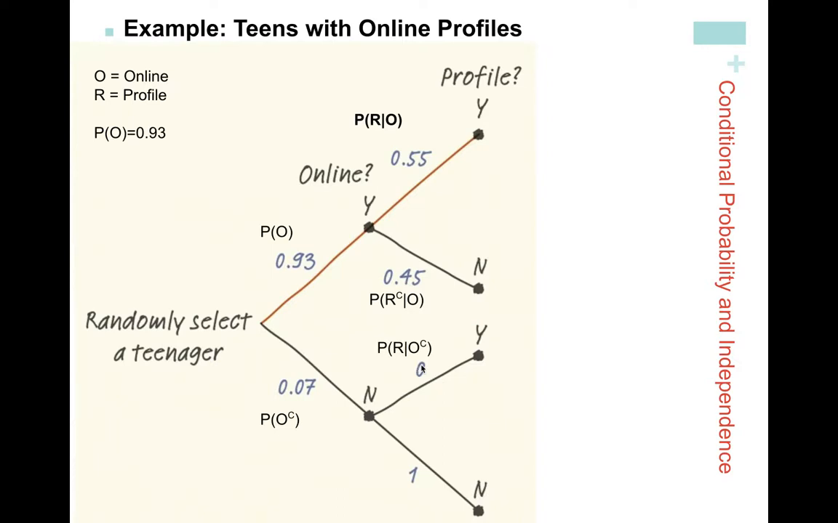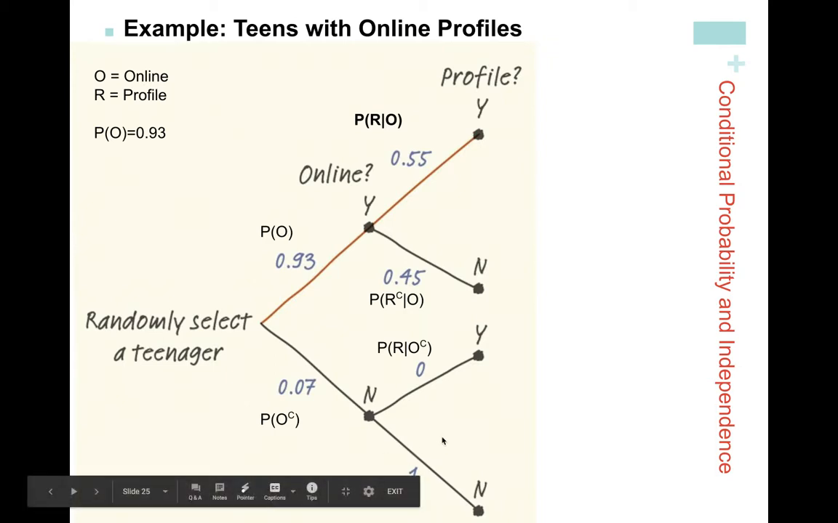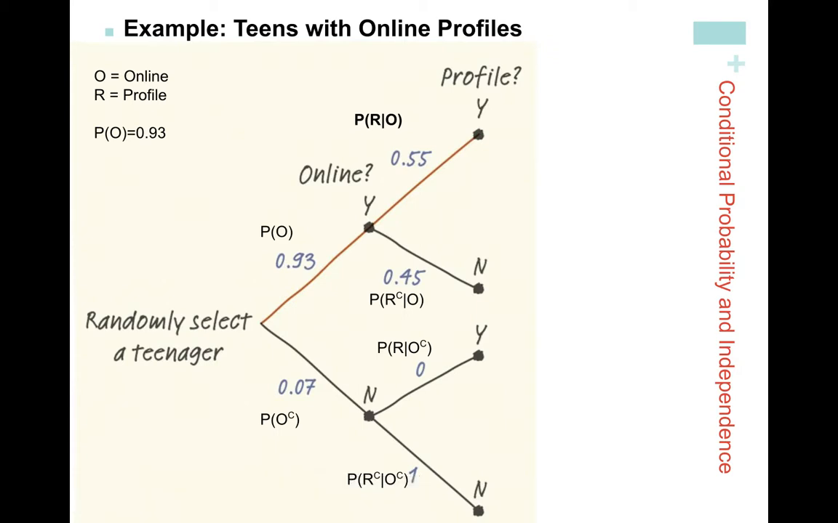Okay, so this probability is the probability that they have a profile given that they're not online. Well, that's certainly going to be 0, because if they're not online, they can't have made a profile. Okay, and then what is the notation for this? Well, that is the probability that they do not have a profile given that they're not online. Well, that's a certainty. If they're not online, we know for sure they have not made a profile. Okay, so that is a probability equal to 1.